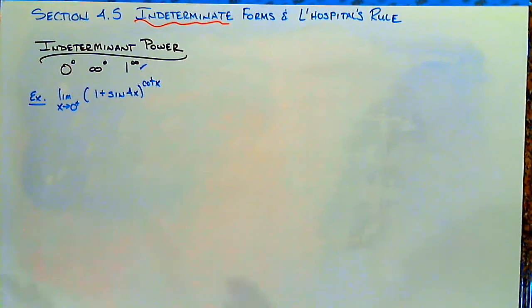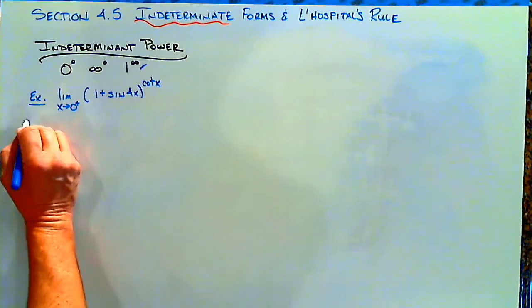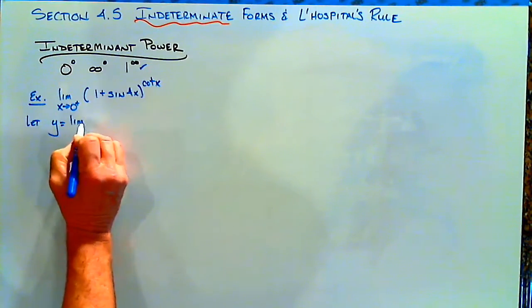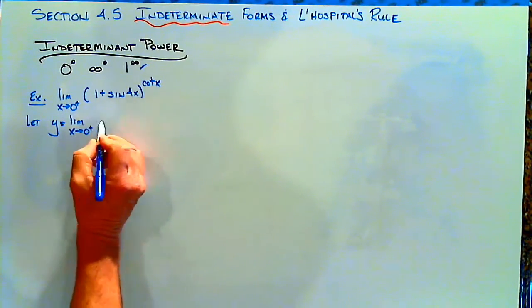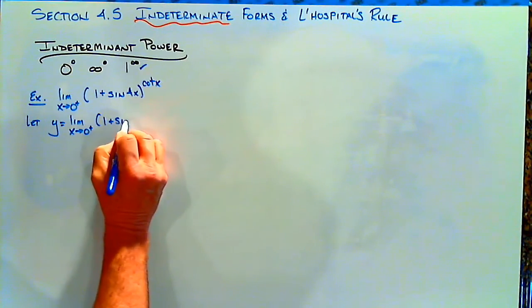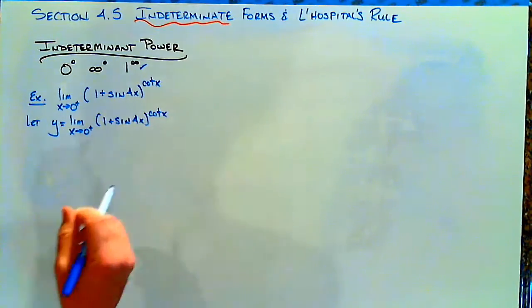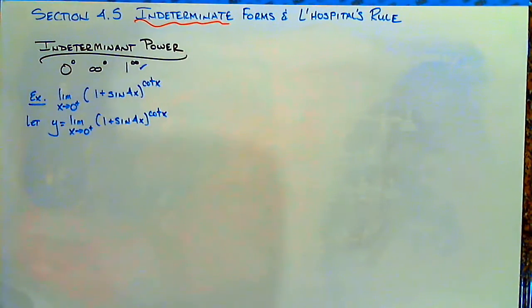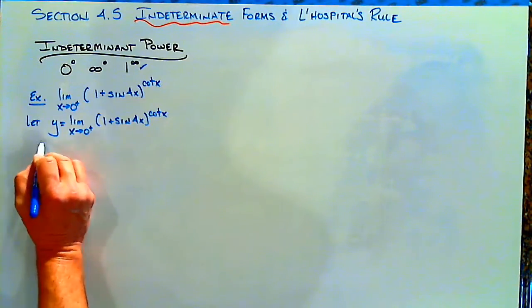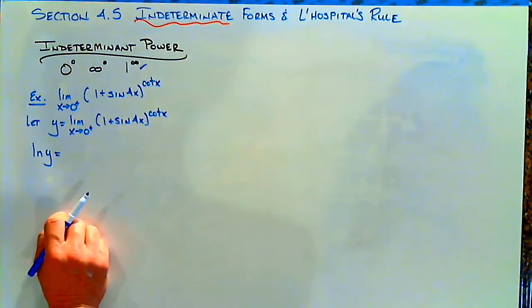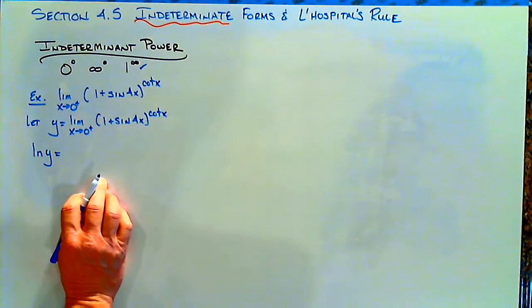So how do we approach solving this? Well, we start by introducing a step. We say let y equal this limit. That's what we do. And then where do we go from there? Well, we take the natural log of both sides. We're going to take the natural log of this side, so we have the natural log of y equals, and then over here we're going to take the natural log of this side.